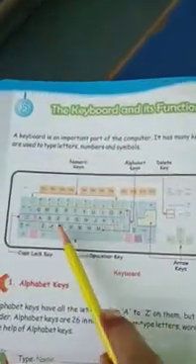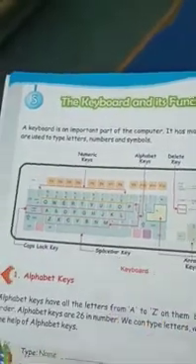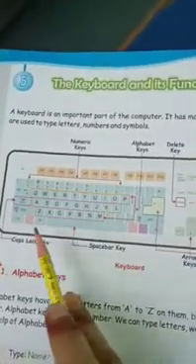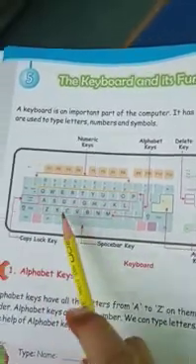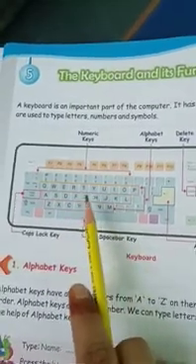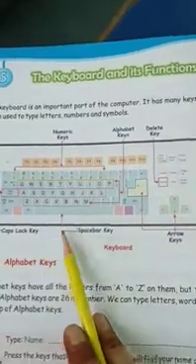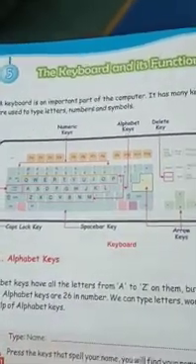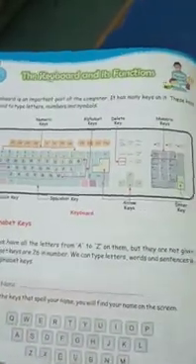Yes, these are alphabet keys. How many alphabets we are having children? We are having 26 alphabets. They are not arranged in proper manner. From A to Z they are not arranged. They are arranged in shuffle manner because it is a keyboard. So it is not arranged in a systematic order. So we are having A to Z alphabet keys. With the help of this key, what we can do? We can type letters, words, numbers, etc.